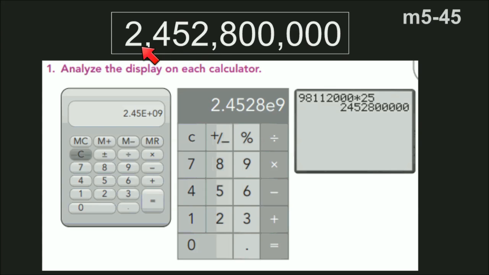So I don't want to hear, oh, this is 245280000. This actually has a name. So I want you to take a second and think about how you might say this out loud. So think about it. So I want you to turn to your table partner now and try and say this number out loud. Go.